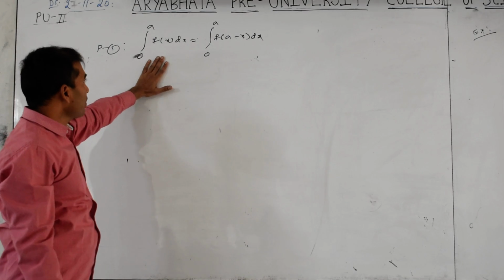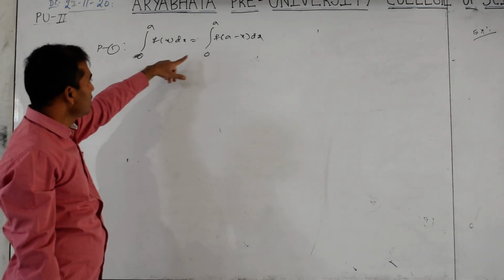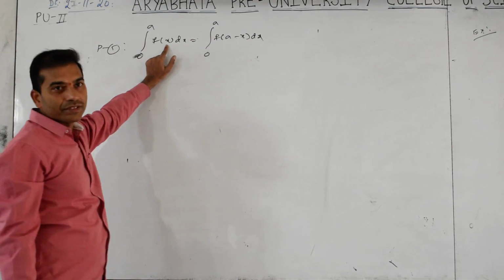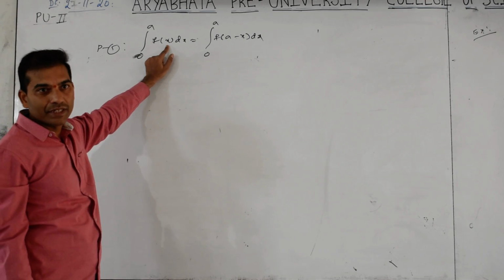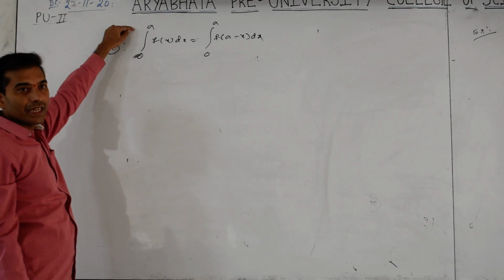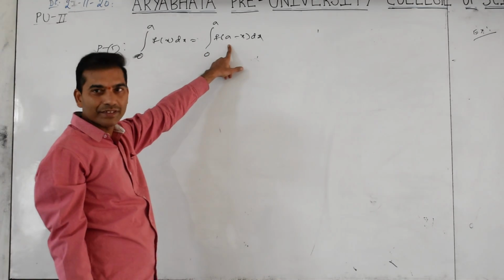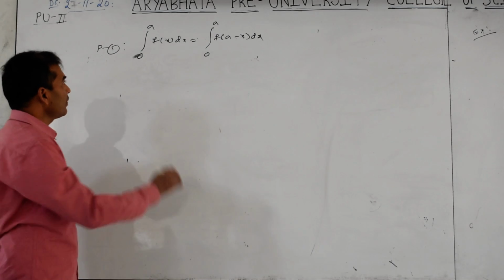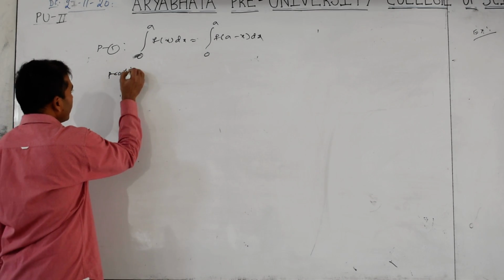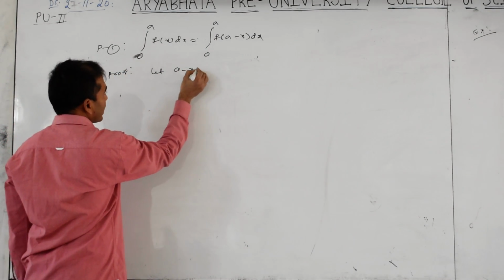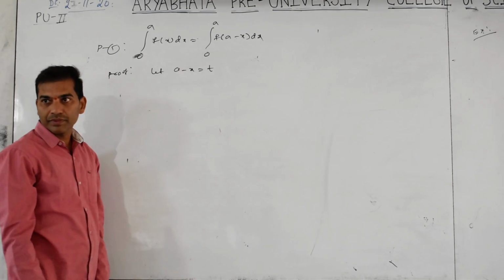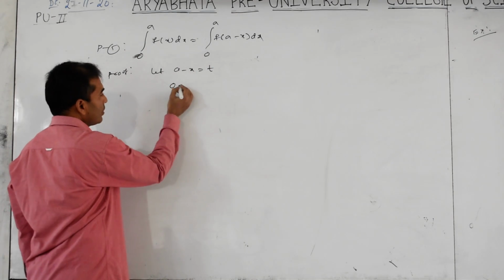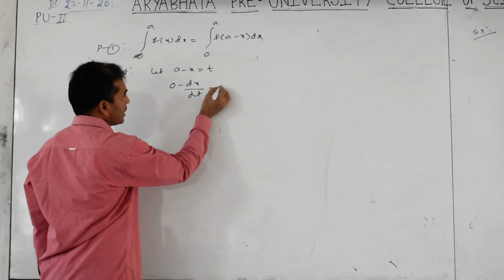This is also a sub-property of the previous one. See, x is replaced by the sum of the limits minus x. Tell me the sum of the limits: 0 plus a minus x. Okay, same, that is a sub-property of that. But let us prove this one, it is also important. Proof: let a minus x equal t. Differentiating, 0 minus dx by dt equals 1.